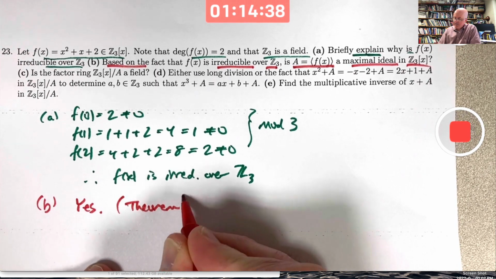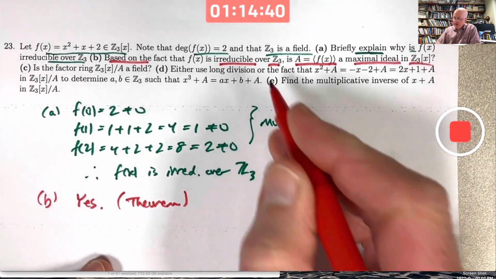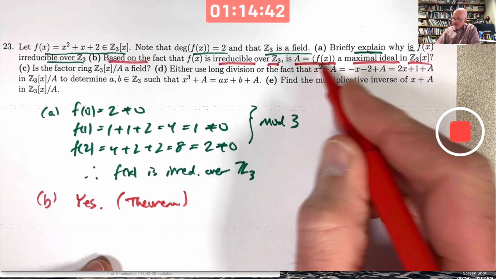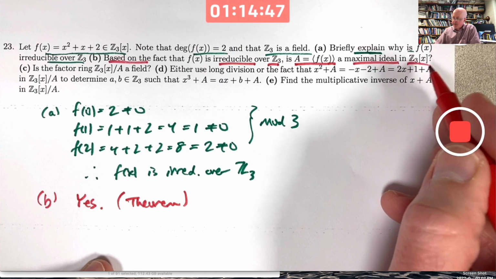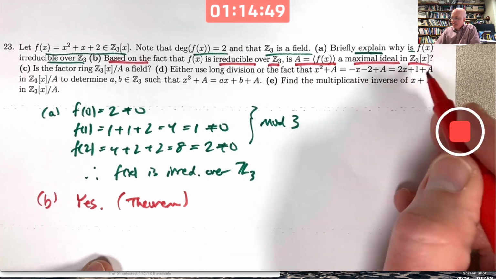Okay? Irreducible polynomial over a field. The principal ideal generated by that irreducible polynomial will be a maximal ideal in the corresponding polynomial ring. Z3 is a field. Z3[x] is not a field.